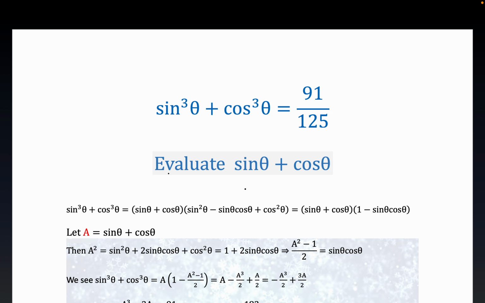We have a cubic trigonometric equation tonight. And evaluate means to find the value. Some people will say, what is sine theta plus cosine theta? I like to use the expression evaluate. It means to give this thing a value.